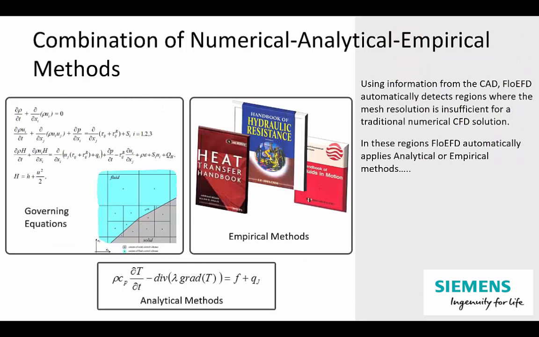The first thing that FlowEFD does that's very different is it uses a combination of numerical, analytical, and empirical methods. So FlowEFD, because it's CAD embedded, can use information from the CAD model to automatically detect regions where the mesh resolution is insufficient for a traditional numerical CFD solution. And in these regions, FlowEFD will automatically switch to analytical or empirical methods. The benefit of this is that fewer cells are required without compromising the solution accuracy.